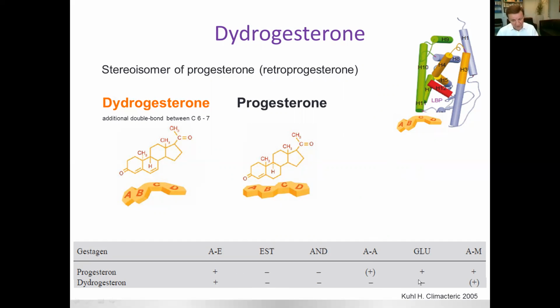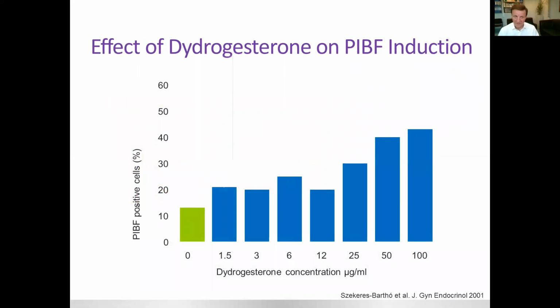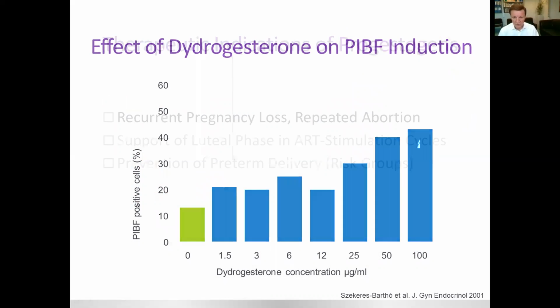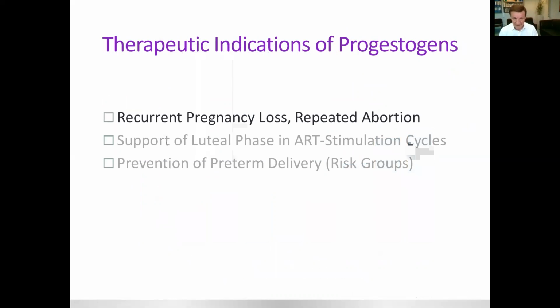There is also an interesting effect. This bent molecule does not bind to the glucocorticoid steroid hormone receptor. So therefore, there is no glucocorticoid activity, which is, in my opinion, also a favorable effect. And this dydrogesterone can massively induce, for instance, progesterone-induced blocking factor during the early phases of pregnancy, and that seems to be quite an interesting effect.